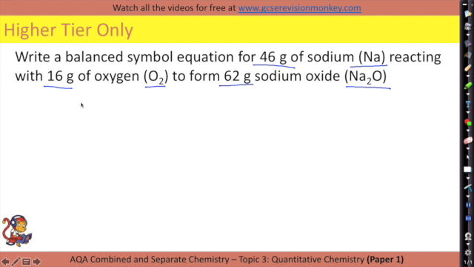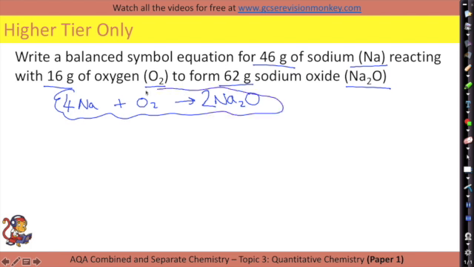Now what they don't want you to do is just write down sodium reacting with oxygen to get to sodium oxide, or just balance it using the equation. So you could just have a look at the equation and balance it yourselves, but that's not what they want. They want you to show the working out. But the nice thing is if you can do this, you will know that you'll get the right answer at the end of it.